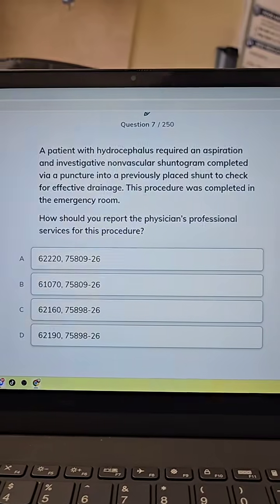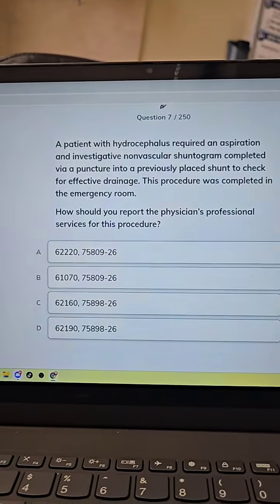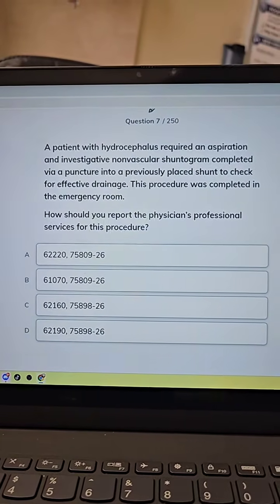I hope that's helpful. You test tomorrow, your second attempt. Oh, best of luck, best of luck.